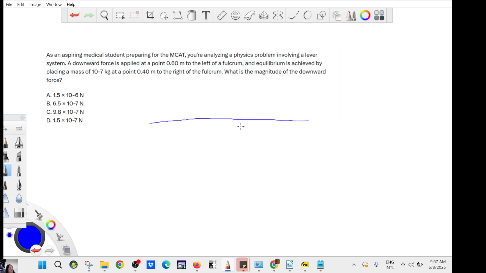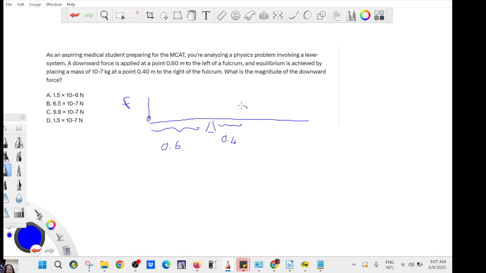It's a problem with rotational equilibrium. Left of the fulcrum. So this is your fulcrum, and you apply a force F. That distance is 0.6. So this is in Newton. And now you are placing at 0.4.